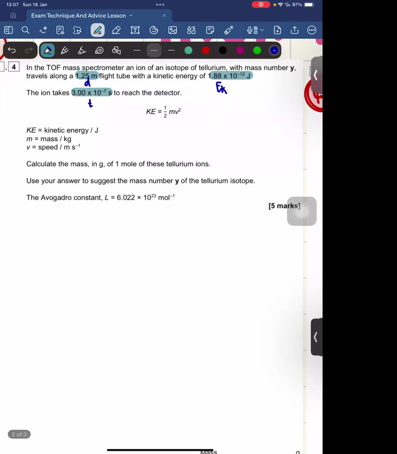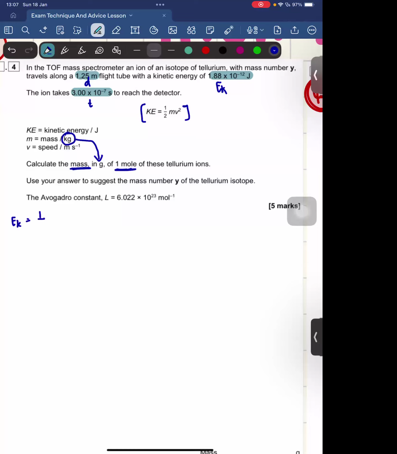But let's have a look through this. It says calculate the mass in grams. In grams, this is important, because usually mass is calculated in kilograms according to this equation. So we need to make sure we don't forget to turn that into grams of 1 mole of these tellurium ions. 1 mole, got to remember that too. Use your answer to suggest the mass number Y of the tellurium isotope, and your Avogadro constant is given to you. So, first things first, let's have a look at our equation.